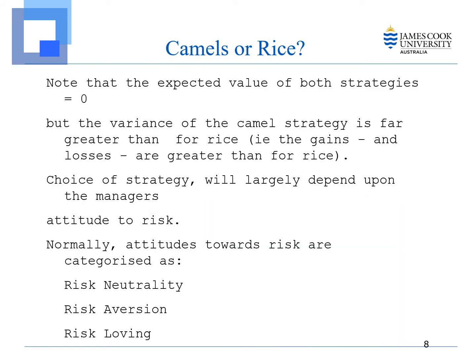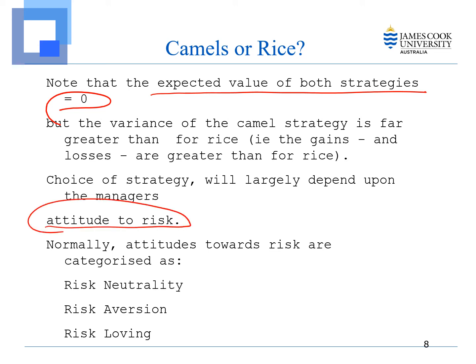So we know that the expected profit of both strategies is 0, the same. However, the risks are different. For grazing camel, the risk is $20 million. In contrast, for planting rice, the risk is $2 million. So now, which strategy should the manager choose, which decision should the manager make? That really largely depends on the manager's attitude to risks.